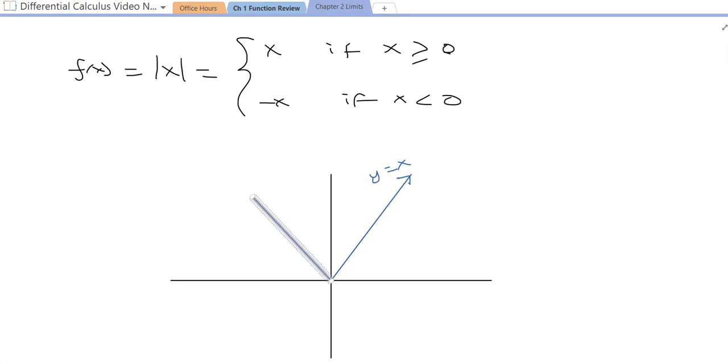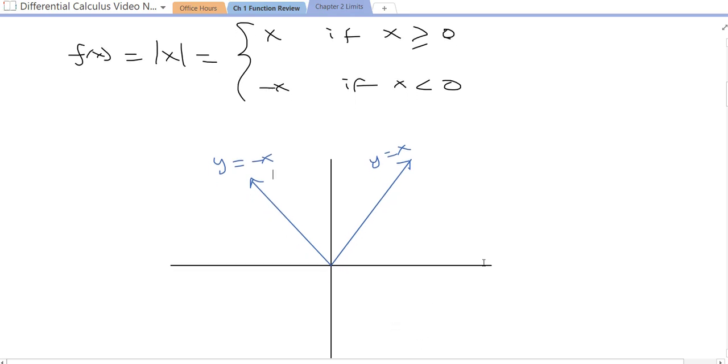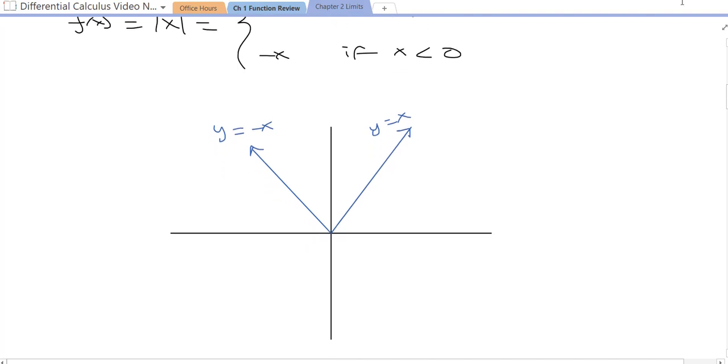Now, is this a continuous function? It still is a continuous function, right? Because I will start graphing negative x, and then I will get to 0, 0, and then start graphing y equals x. So even though it's defined as a piecewise function, there are no breaks or holes in the graph. So we will say it is a continuous function.